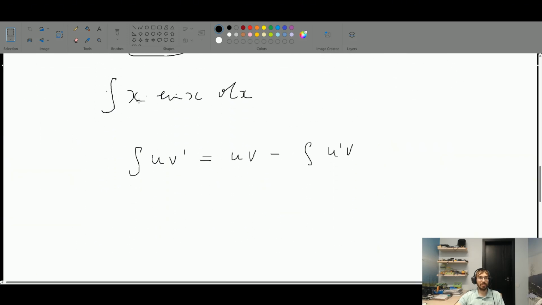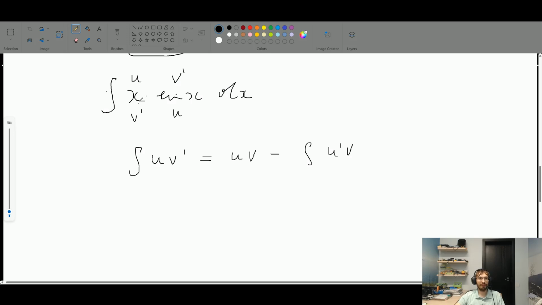So this is a multiplication. We need first to assign one part of the multiplication as u and another one as v dash. So we have two options. Either x can be u and sine x can be v dash, or alternatively x can be v dash and sine x will be u. So how to identify which is which, and what to use as u and what to leave as v dash? The answer is in fact relatively simple.